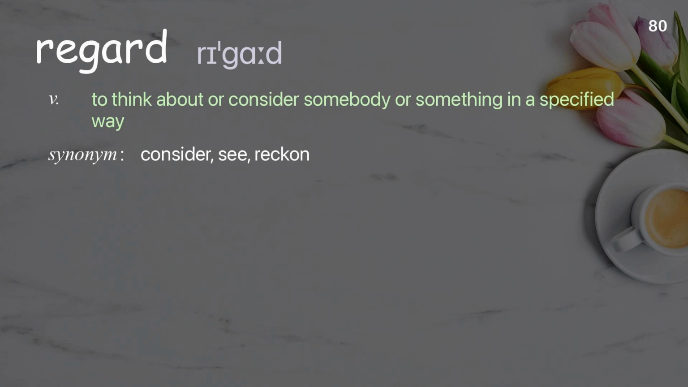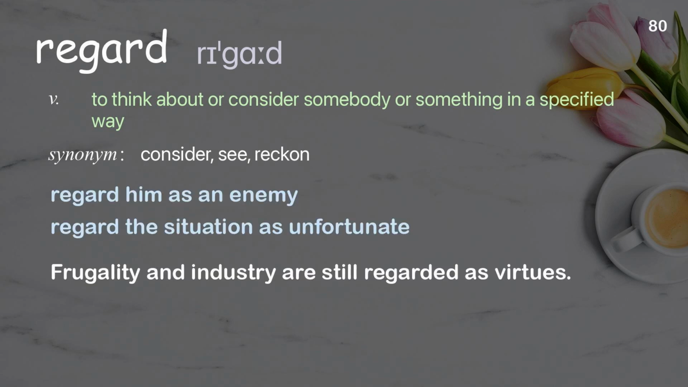Regard. To think about or consider somebody or something in a specified way. Examples: Regard him as an enemy. Regard the situation as unfortunate. Frugality and industry are still regarded as virtues.